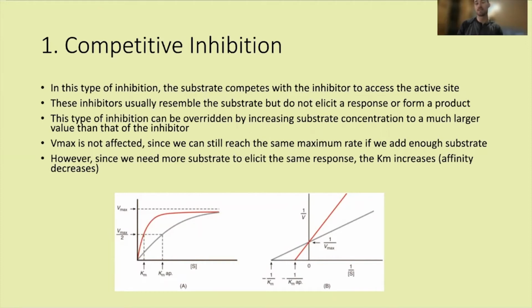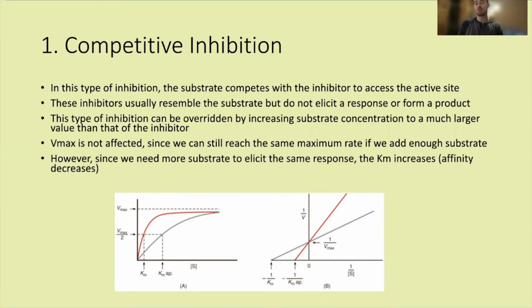So that's exactly what it is. It's competitive because the inhibitor is actually competing with the substrate, and that is the mechanism by which it inhibits. It's outcompeting the substrate. So a good competitive inhibitor would have a higher affinity for the active site than the actual substrate.